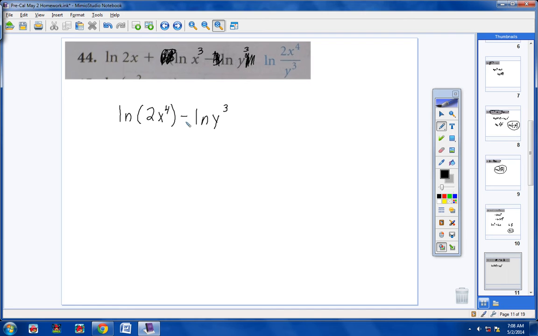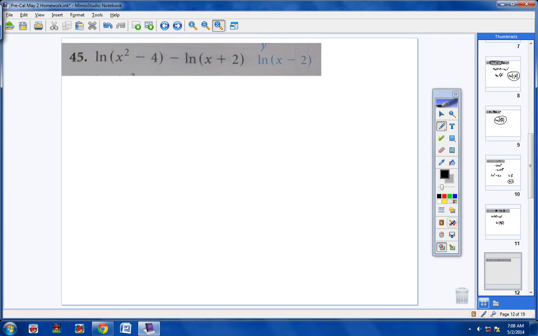And now notice these two logarithms are being subtracted. So I'm going to write my logarithm once, and then put 2x to the 4th over y to the 3rd. And there we go. That's it. Hope that made sense. Look all these steps over. Make sure you understood what I did when I multiplied the 3 through. And then because each natural log had a 3 out front, I wrote each of those 3's as an exponent, and then I combined all of my logarithms. Let's move on to number 45.